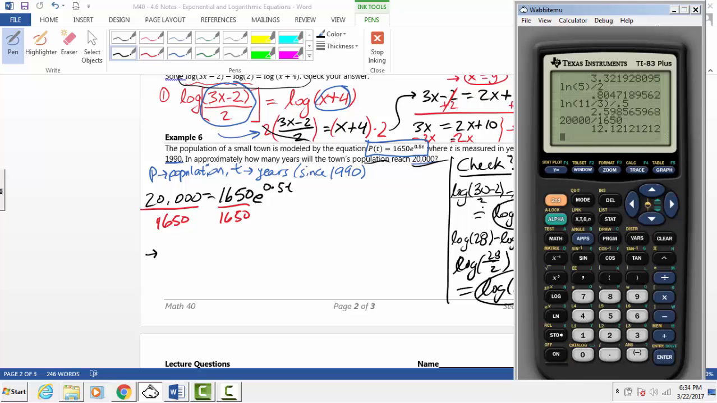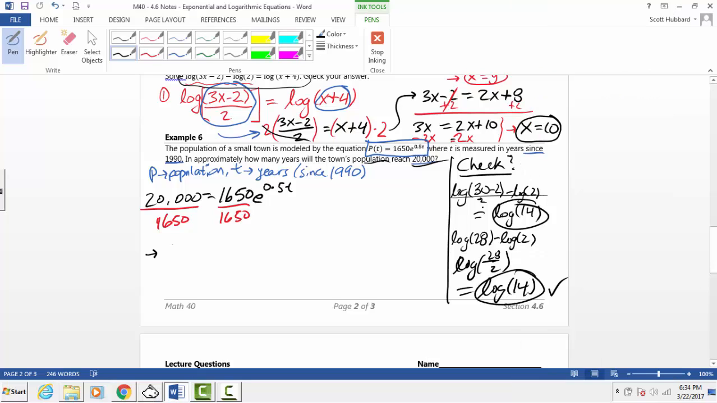Okay, so 12.1212, sort of. So 12.1212 equals e to the 0.5t. Okay, so now that's step 1. Just a reminder, we just isolated the exponent. And so now what should we do? Well, step 2 is you then convert to log form. So log form.